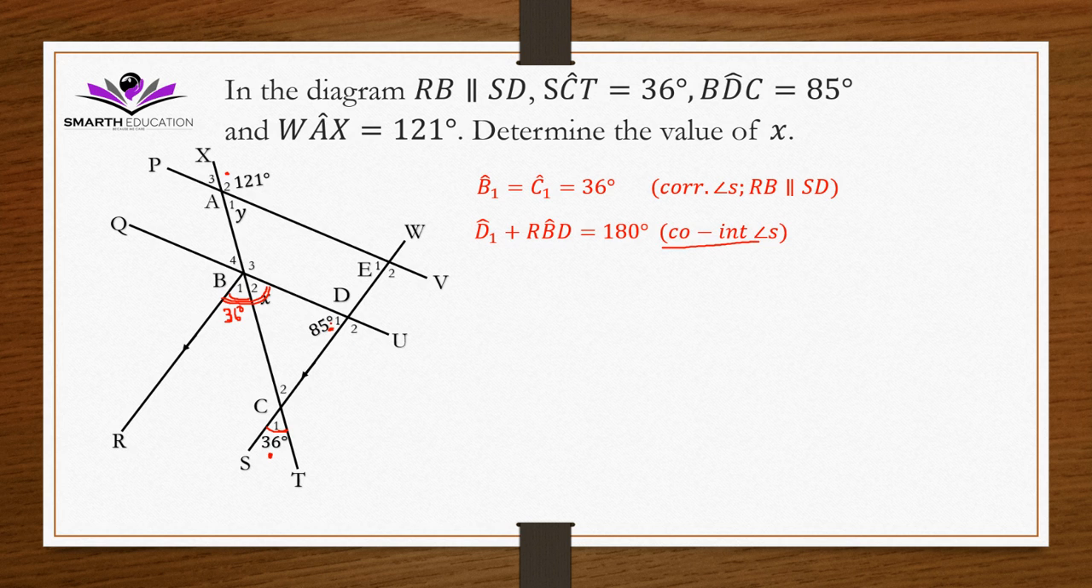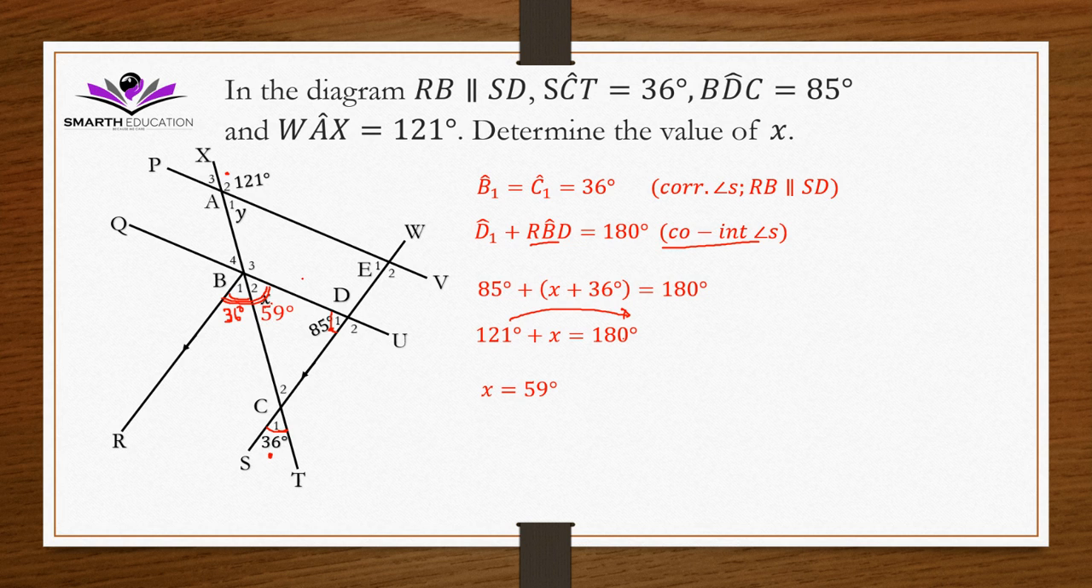Angle RBD plus angle D1. D1 is this one here. They are co-interior angles, they add up to 180 degrees. But angle RBD is 36 plus x, isn't it? So where we have RBD, we're going to write 36 plus x. We substitute them, and then we can solve for x. 85 plus 36 should be 121. And then we transpose: 180 degrees minus 121 degrees, we get that x is equal to 59 degrees. So this angle is 59 degrees.